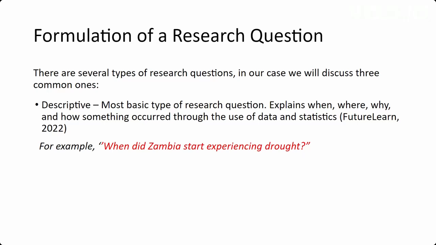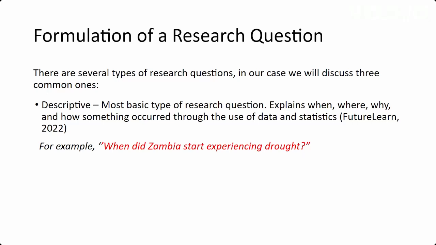It's linked to a closed-ended question and it's very objective. The answer may say that drought in Zambia began in 1980 and it ends there. So a researcher must understand that the type of question which has to be the main question in the research has to be wide. It has to be open-ended.